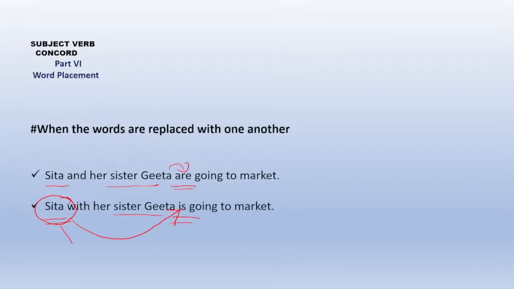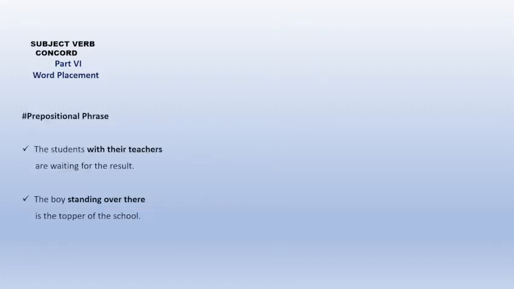Now, how do all these word placements take place? What kinds of word placements are there because of which our subjects and verbs get affected? First, prepositional phrase. The first one is the prepositional phrase. When we have a prepositional phrase, how must the verbs be agreed? The students with the teachers are waiting for the result. Students with their teachers are waiting for the result.